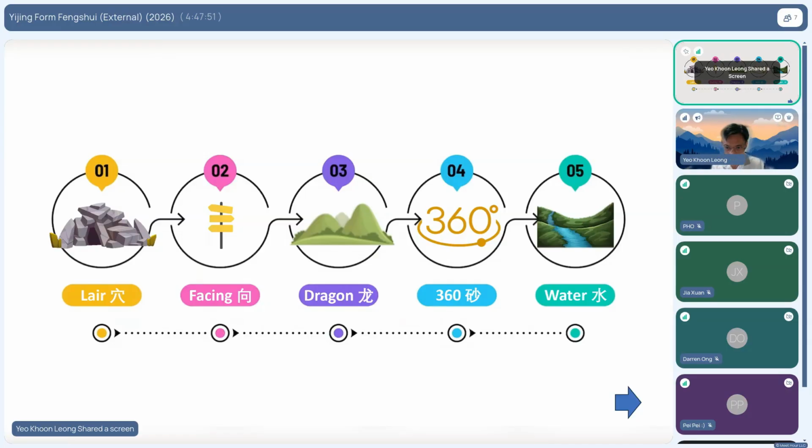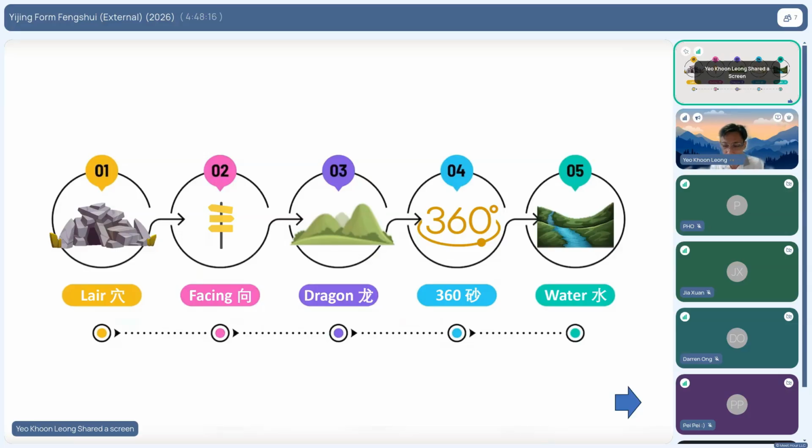So what does this really mean? If you step back, what we have been learning is not separate topics. It's actually one system, one complete integrated system. Okay, it's like a complete energy circulation model. Put all 5 together, you now understand how qi enters, how qi is guided, how qi is contained, how qi is positioned, how qi is converted into wealth.